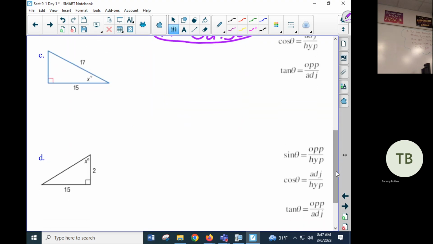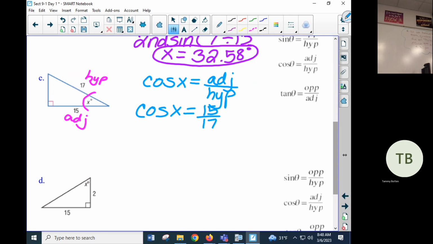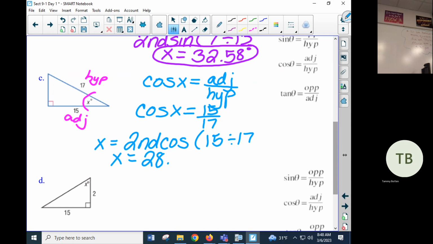Okay. Then when I look at C, here's my angle. This side is adjacent. This side is hypotenuse. The trig function that is adjacent over hypotenuse is cosine. So I am going to do cosine of X is adjacent over hypotenuse. Cosine of X is the adjacent side is 15, hypotenuse is 17. And I'm looking for an angle, so I do second cosine, 15 divided by 17, which is 28.07 degrees. Also makes sense for an angle.